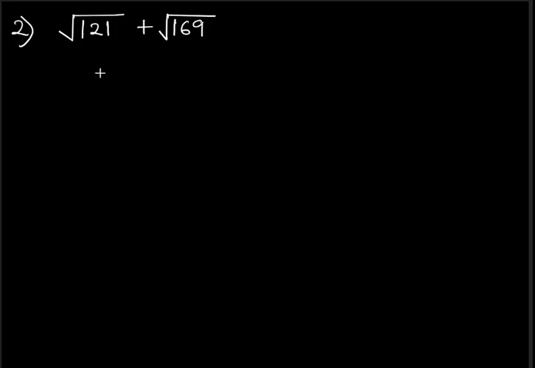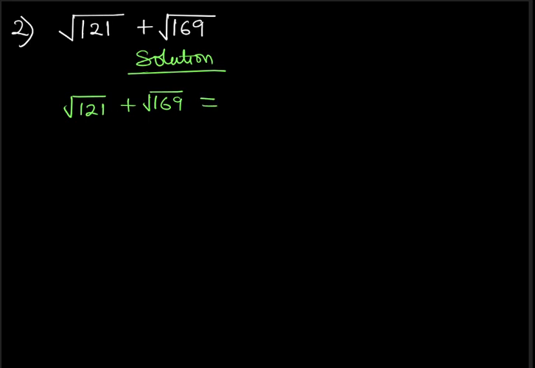We move to number 2, solution. What do we have here? Square root of 121 plus square root of 169. So what do we have now? The numbers are not inside one square root. They are individual square roots. So we need to solve them individually and then we add them together. So the square root of 121 will give us 11 plus square root of 169, that will give us what? 13. So 11 plus 13, that will be equal to 24.